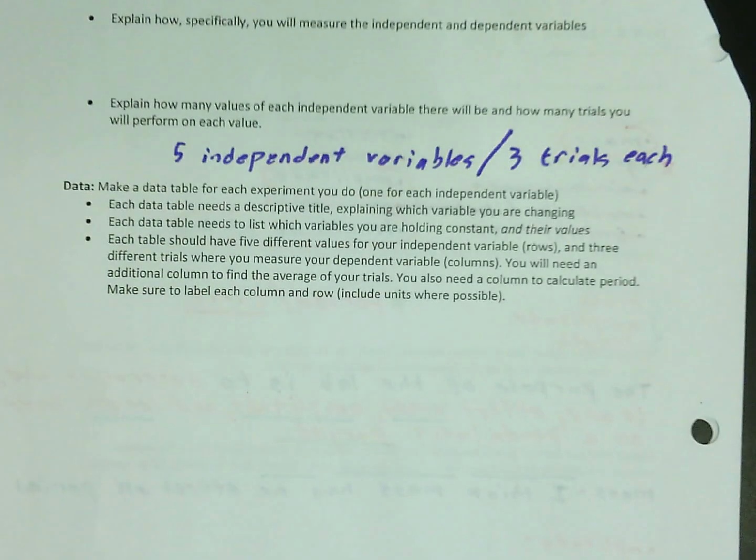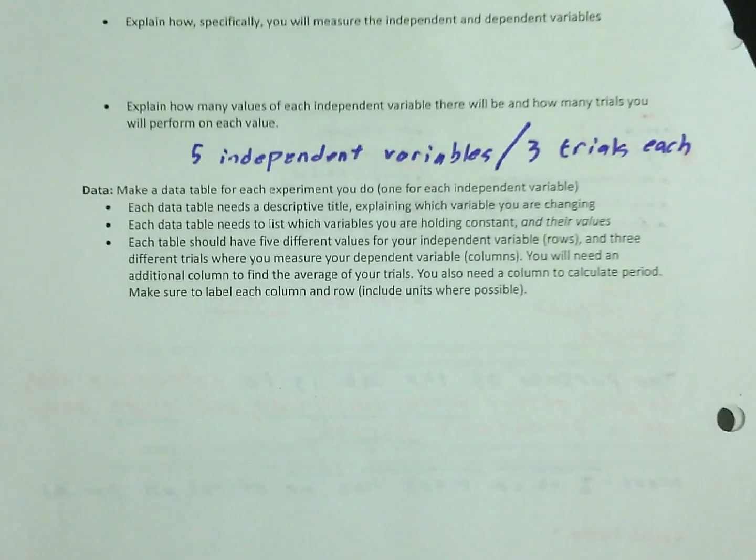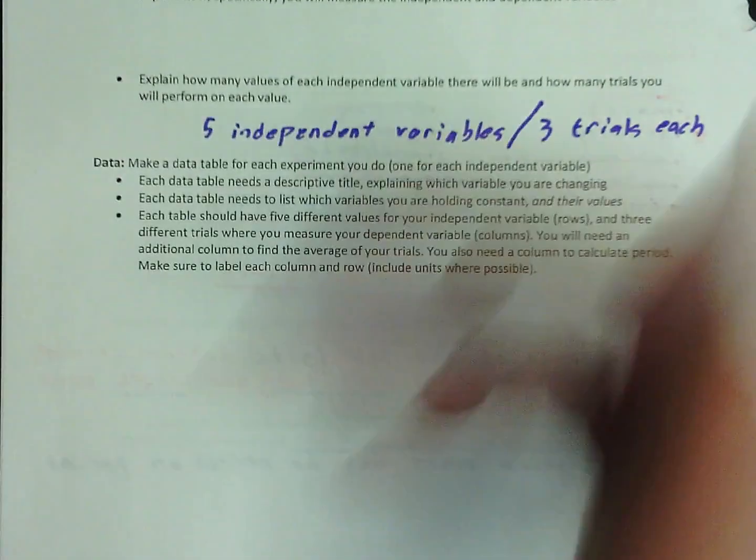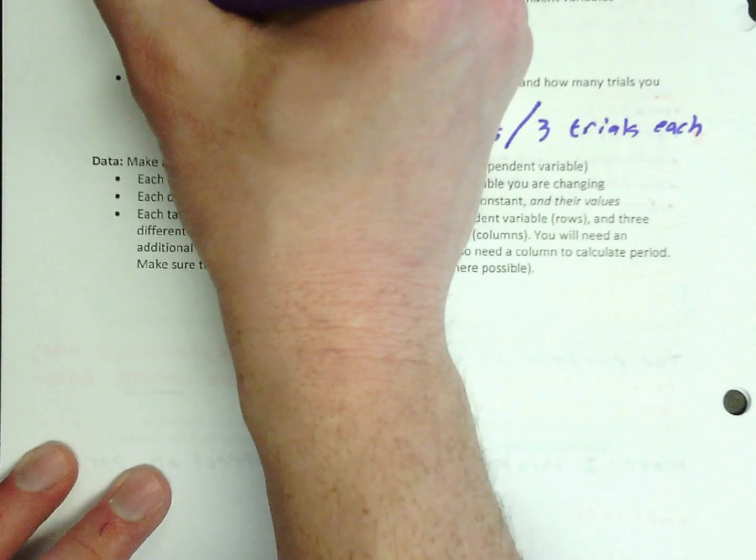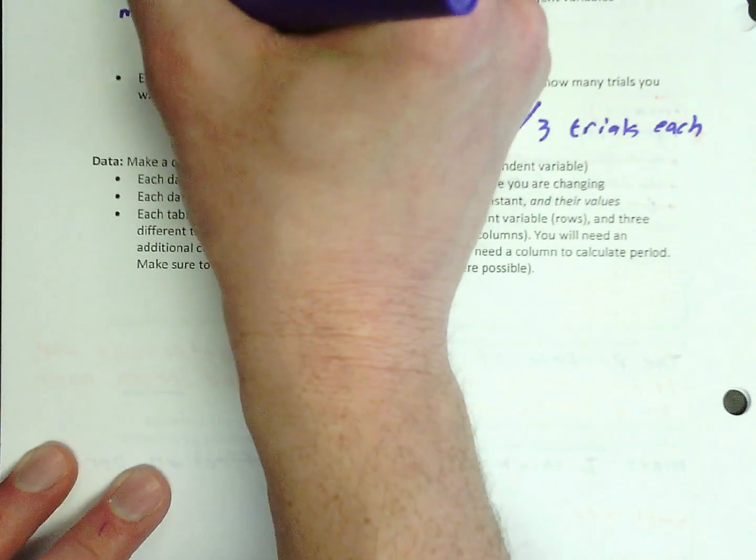Okay. Now, how are you going to measure these? For each of these, we need to have a different thing. The first thing we've been talking about, we did mass and length, right? So the first thing we're going to talk about is how are we going to measure the masses?